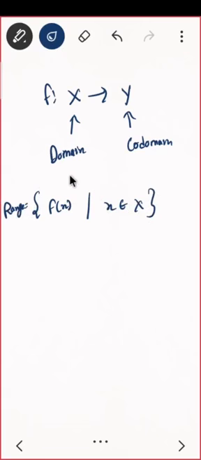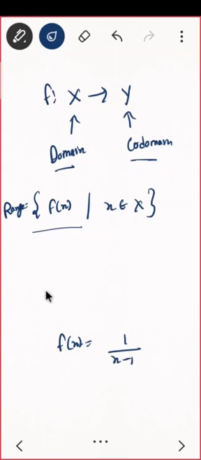These three words you need to remember. We'll be using, in our case, the example I gave you, that is f of x equal to 1 upon x minus 1. I told you that this is not a function if my domain is real number to real number, correct? If my domain is all real numbers, then this is not a function.